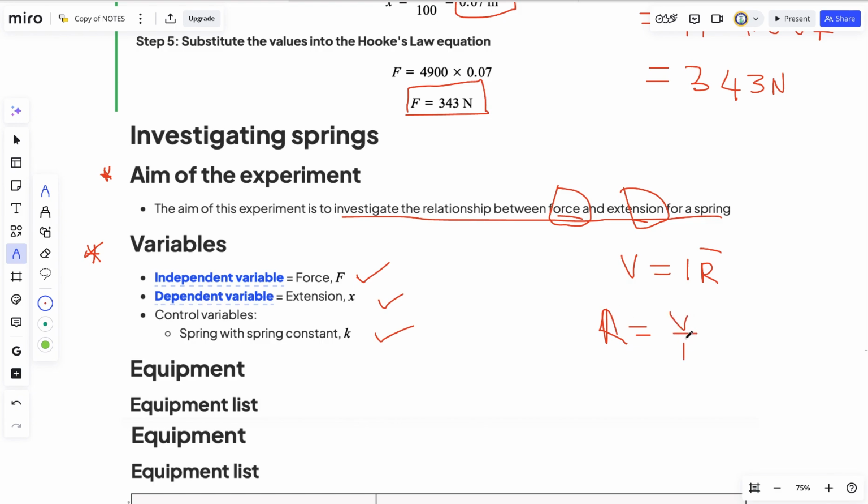Is that okay? So if you pay attention to this detail, you already got two answers in the exam. One from electricity, one from mechanical, which is the spring experiment. Now the one that represents a gradient is the control variable. Is that okay? So you need to state these three variables: the independent, the dependent, and the control variable.